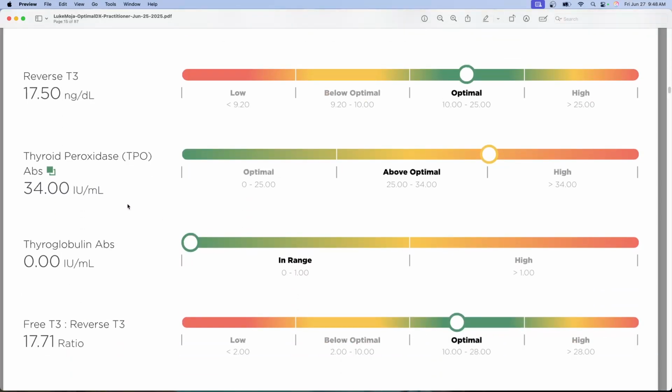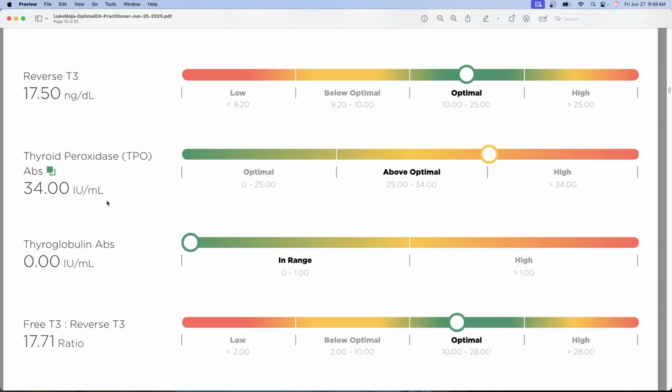Okay, this is a little interesting here. These are thyroid antibodies. You can see TPO, thyroid peroxidase antibodies, and this is thyroglobulin antibodies. This gives us an idea if there's antibodies, if your immune system's attacking your thyroid. You would see this in something like Hashimoto's or Graves' disease, where you had those antibodies to your thyroid and your immune system basically had an autoimmune reaction going on against your thyroid.